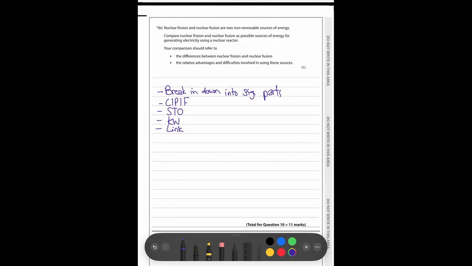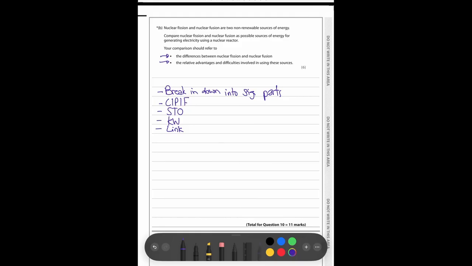So let's have a look at how many parts there are in this question. So obviously reading the question, it's talking about fission and fusion, the non-renewable source of energy. And it's telling me compare fission and fusion as possible sources of energy. And then it's nice enough to give me these 2 bullet points. So it might look like, oh yeah, there's 2 parts I'm going to break it down into, but let's have a look at these bullet points sensibly and see how am I going to make sure that I've definitely done everything that I need to do.